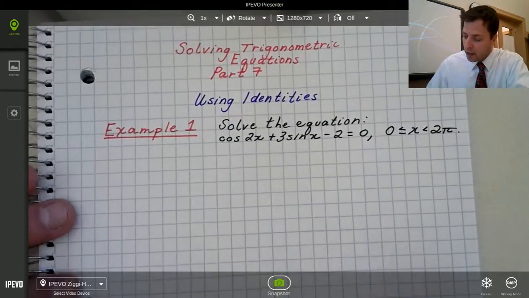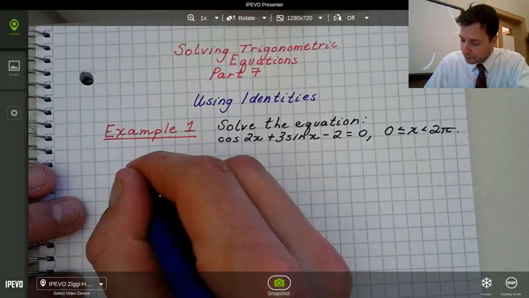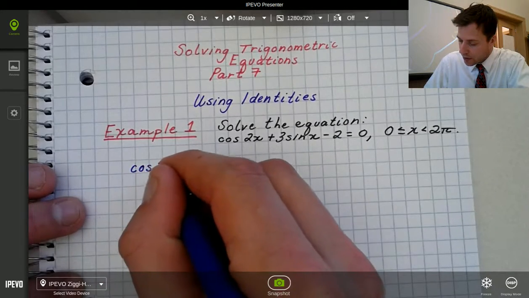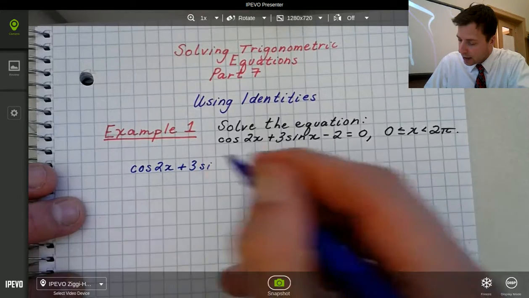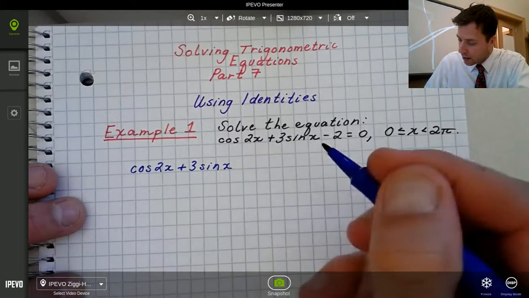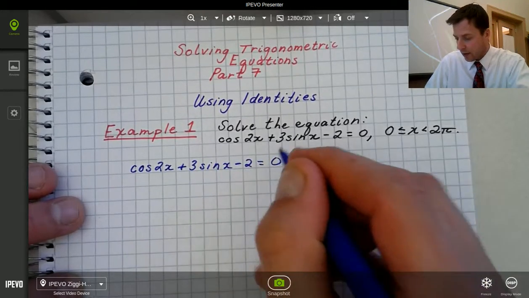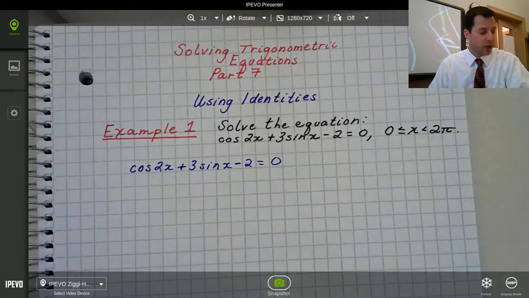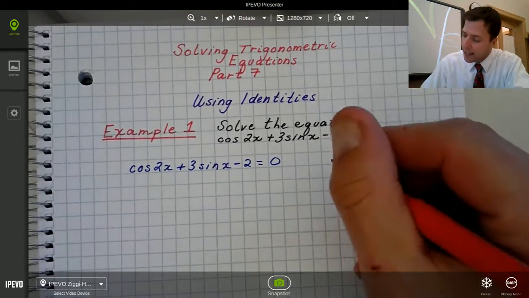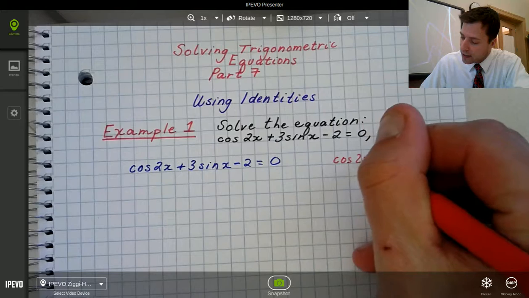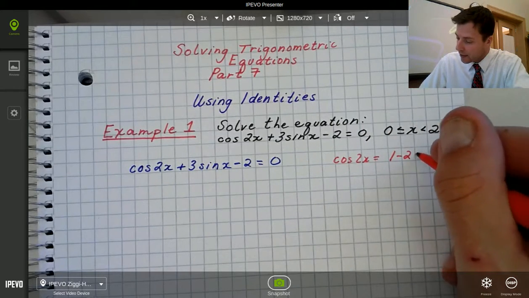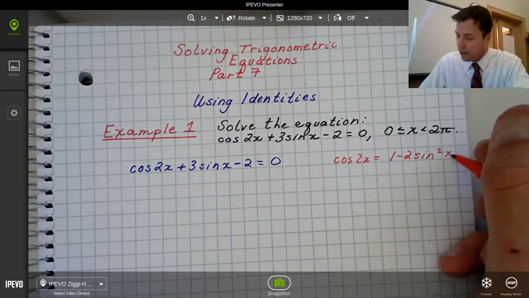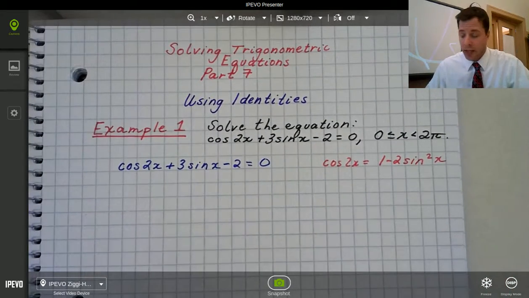So I'm going to go ahead and rewrite my equation, which is what I always do. Cosine of 2x plus 3 sine of x minus 2 equals 0. So the first thing that we want to look at is the fact that the cosine of 2x equals 1 minus 2 sine squared x. I have to double check that there. Okay, so that's one of our properties that we should know.